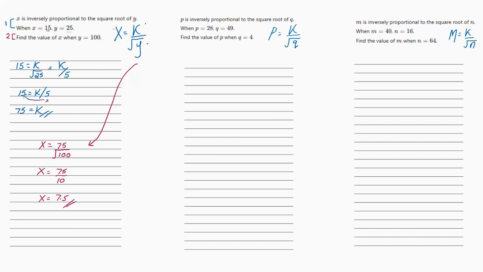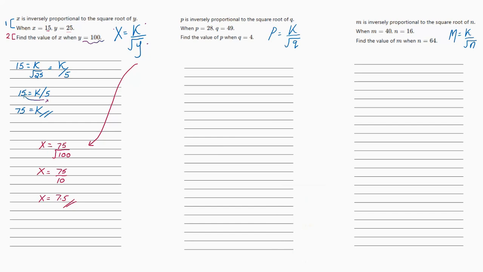Now we found the k, we can move on to step 2. Find the value of x when y equals 100. So we want x equals our k, 75, and our new y here is 100. So the square root of 100, x equals 75 over 10, and x equals 7.5. So we've actually answered that question straight away.